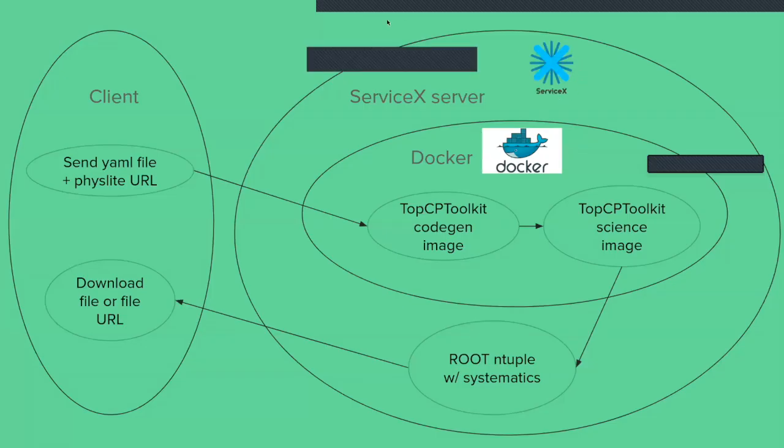So here's a flow chart, right? You start with the client, the user, they send their YAML file and the PHYSLITE URLs to the ServiceX server, and then it runs the codegen, generates some code, and then that gets passed to the TopCP toolkit science image, which then creates the N-tuples that you were looking for. And then those will just exist on the ServiceX server, and then you can download them or download the URL.